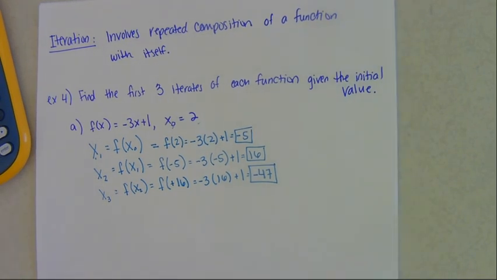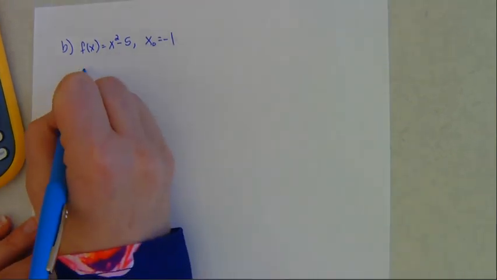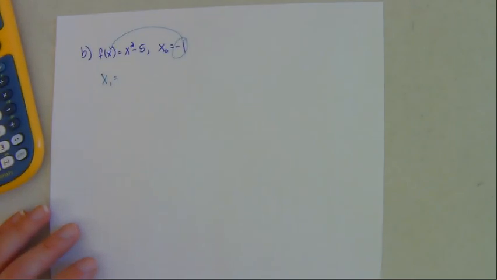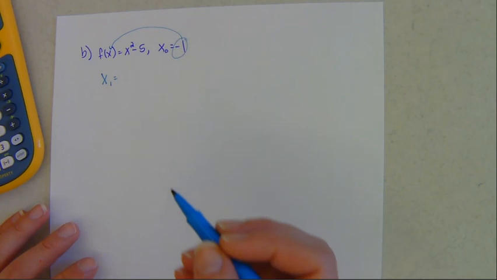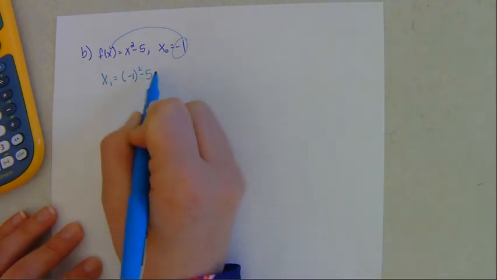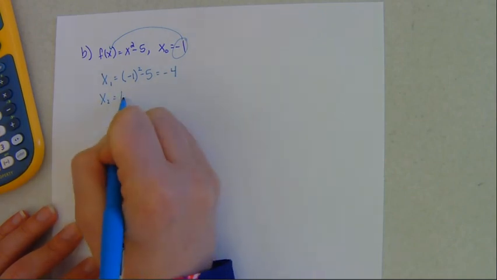We could do that one more time if you would like, and then we'll just call it wraps here. So we can do it a little bit quicker. If I want x sub 1, all I'm going to do is plug this into f of x. So now I'm going to take negative 1 squared minus 5. So that's negative 4. Then to get x sub 2, we're taking that negative 4 and plugging it in.